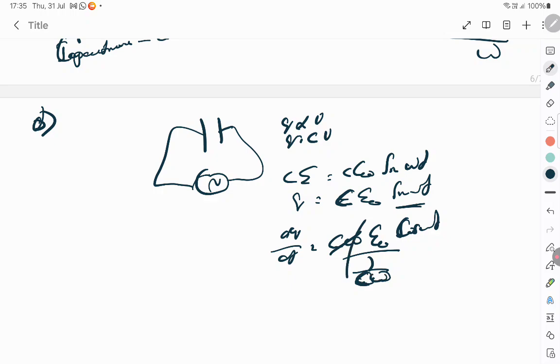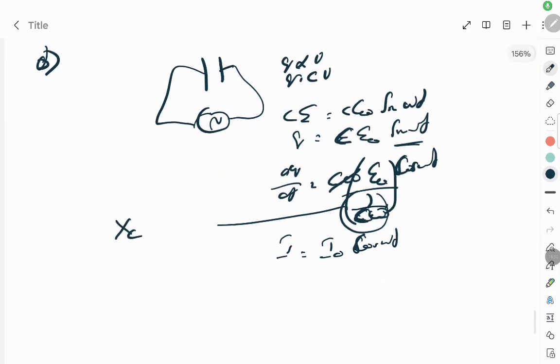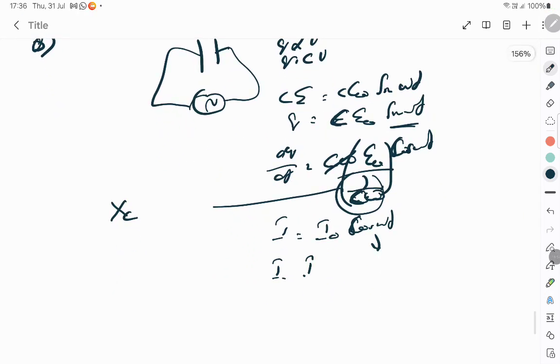Because E should be I times R, and this is behaving like a resistance. It's called capacitive reactance, XC. So this current is I equals I naught sin omega t, not cos omega t, and in order to convert into sin, you write I equals I naught sin(omega t plus 90 degrees), because it's capacitive. The current has to be ahead.